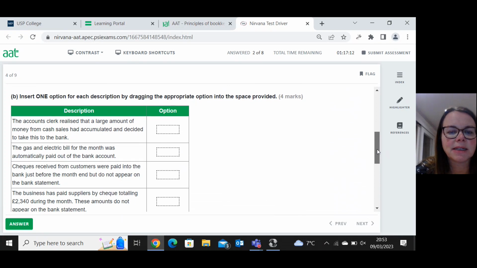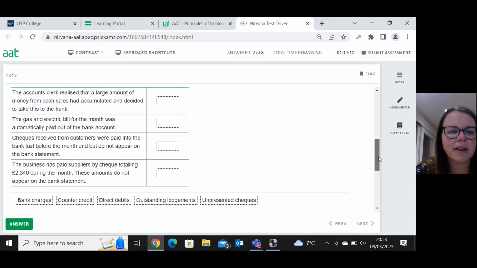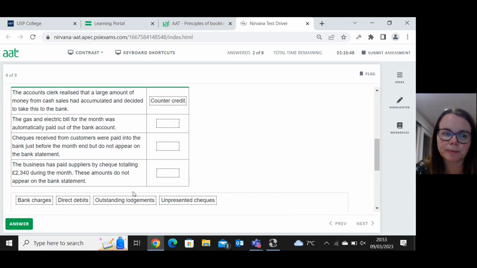Right, differences. So we need to drag and drop these statements. The account clerk realised that a large amount of money from cash sales had accumulated, just means it's built up, we've got a lot of money hanging around, and decided to take this to the bank. So they're paying it in at the bank, so that will be a counter credit. The gas and electric bill for the month was automatically paid out of the bank account. Automatic, so that's going to be a direct debit.